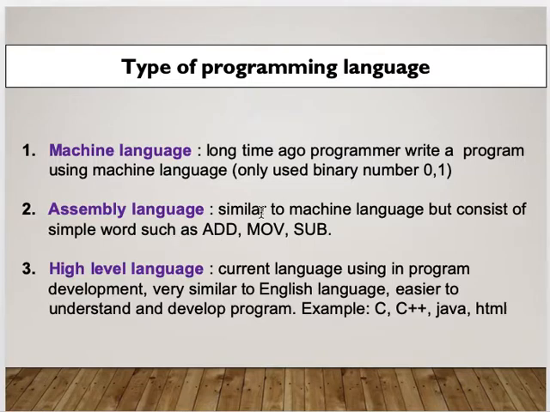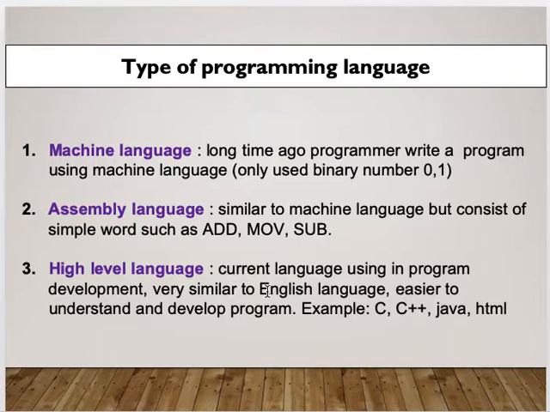The second language is an assembly language. So it's quite similar to machine language, but it consists of simple words such as ADD for addition, MOV for move, SUB for subtract. So assembly language is also type of low-level language. It is also hard to build a program using assembly language because it consists a lot of binary number.